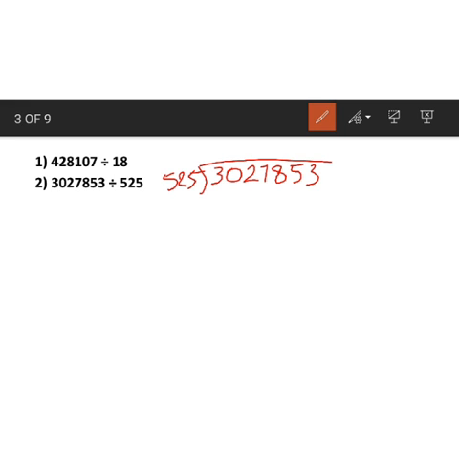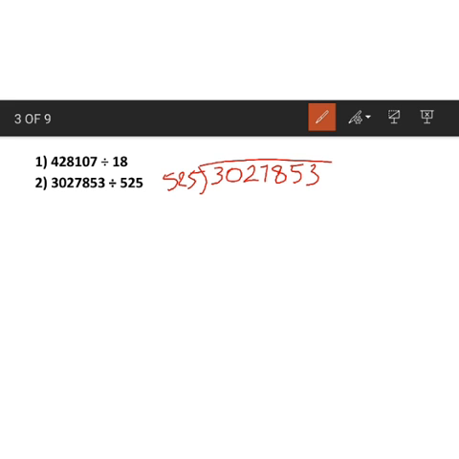So we know that the divisor is a 3-digit number. So we'll consider the number formed by 3 digits from the left, that is 302. We know that 302 is less than 525. So we'll consider the number formed by the 4 digits from the left, that is 3027. Now we have to check whether 525 will go in 3027.